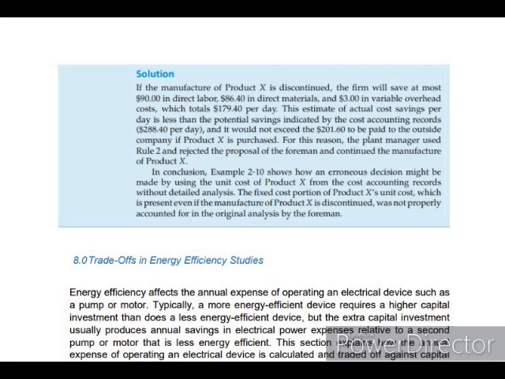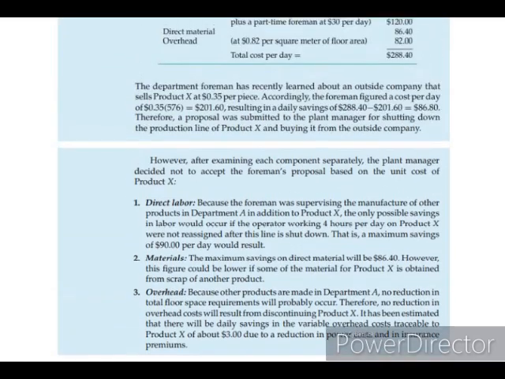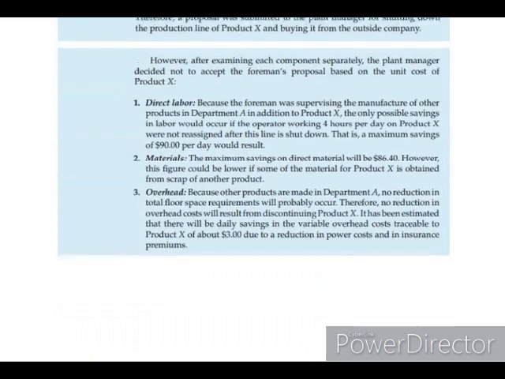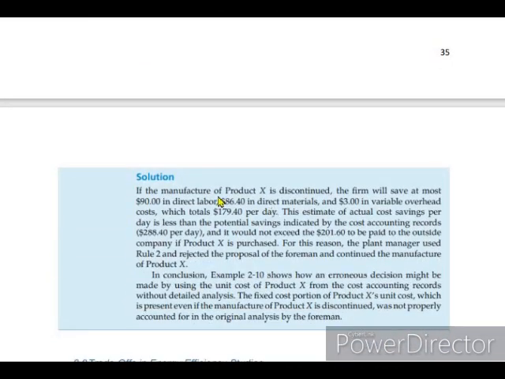So, for the solution, if the manufacture of product X is discontinued, the firm will save at most $90 in direct labor. Why is it $90? Because it is given in consideration number 1, direct labor. Okay? So how do we get $90 there? We just multiply 22.50 by 4 hours. Okay? So next, the $86.4 in direct material is given there. We have computed it, and the given $3 in variable overhead cost. So we will just add all of them. It totals $179.40 savings per day.